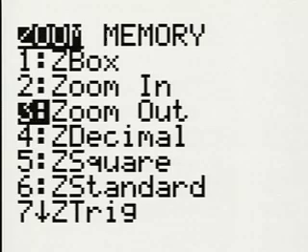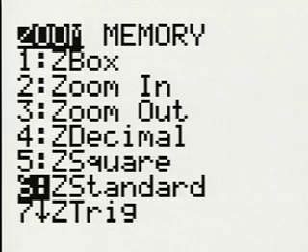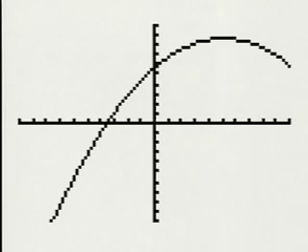Let's go ahead and start with a standard window just to get an idea of what's going on. So we see our graph looks like a parabola that's opening down. Now we're only interested in the years 1992 to 2004. And we said that x was the number of years since 1992. So in 1992, x would be 0, and in 2004, x would be 12.